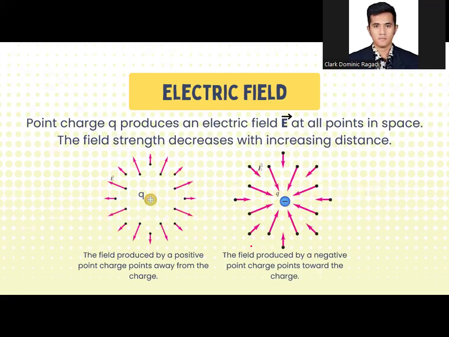So we have here the point charge Q produces electric field E at all points in space. The field strength decreases with increasing distance. By the way, by convention, the direction of the electric field coming from a positively charged source should be away from the source charge. And if the source charge is negative, the electric field produced will be directed towards that negative charge.